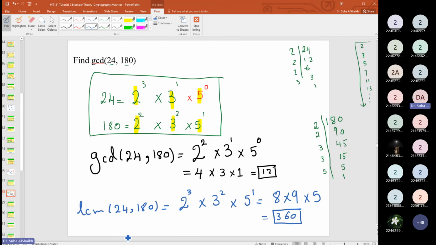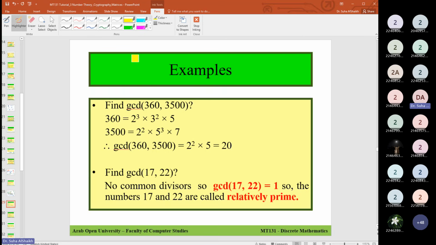You got it? So whenever we have an example like 360 and 3,500, this way is useful when I have bigger numbers. We prime factorize the numbers, write them in a balanced way, and then we find the minimum power for the GCD and the maximum power for the LCM.